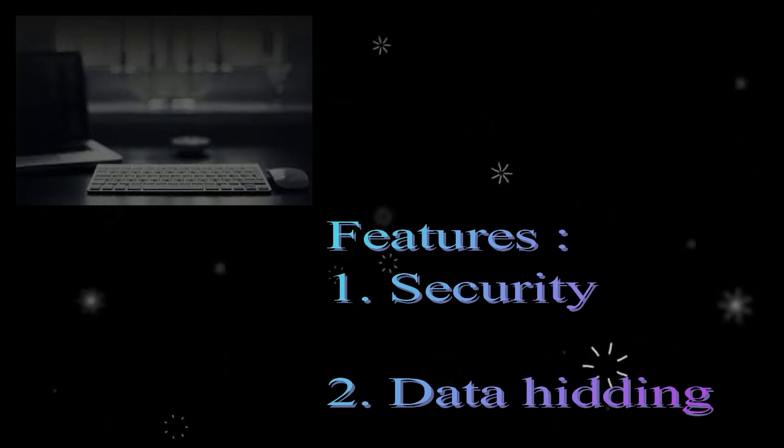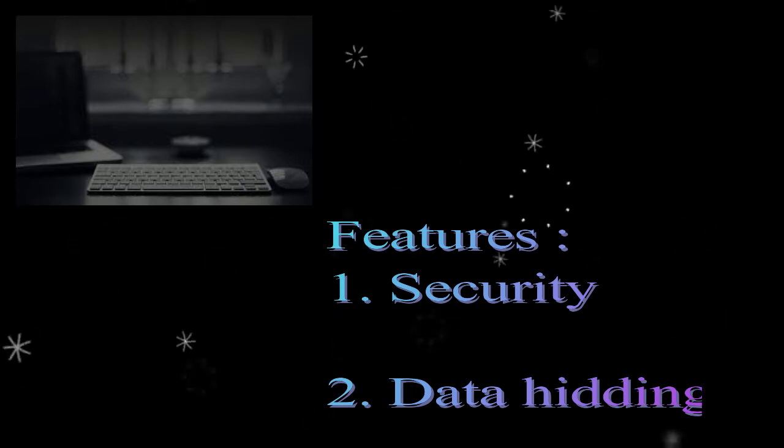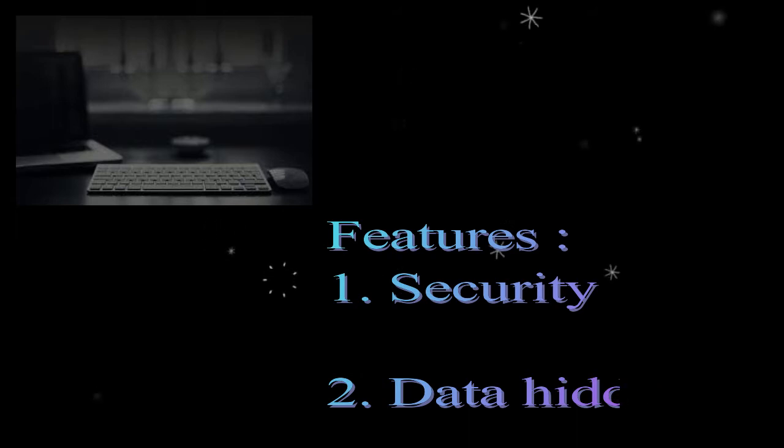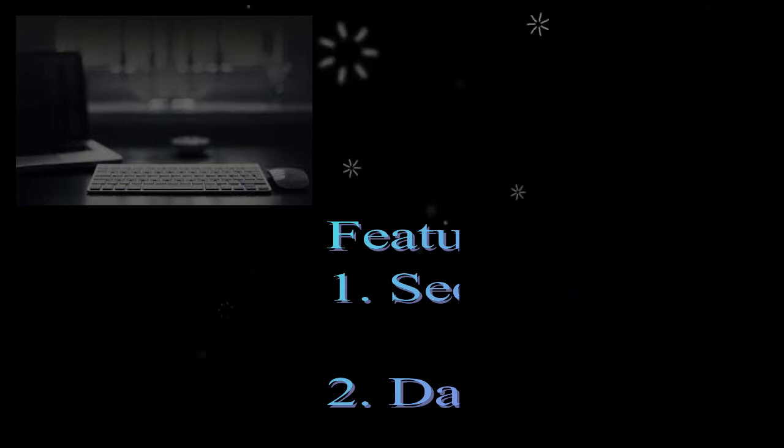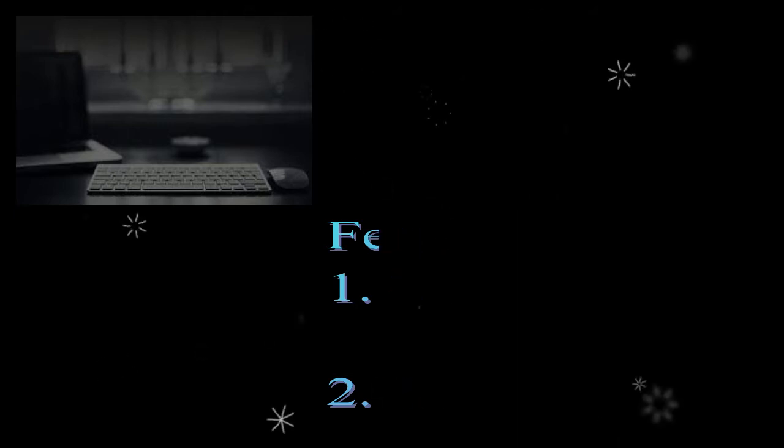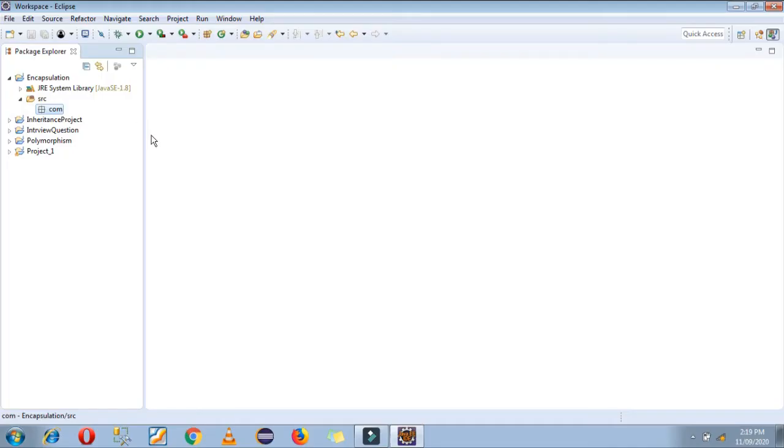If you are declaring an attribute or member of your class as private, then you cannot access that attribute outside that class. So that is the security. In this way you can provide security in Java. Using setter and getter functions we can achieve encapsulation in Java. So let's take one example of how to create setter and getter.